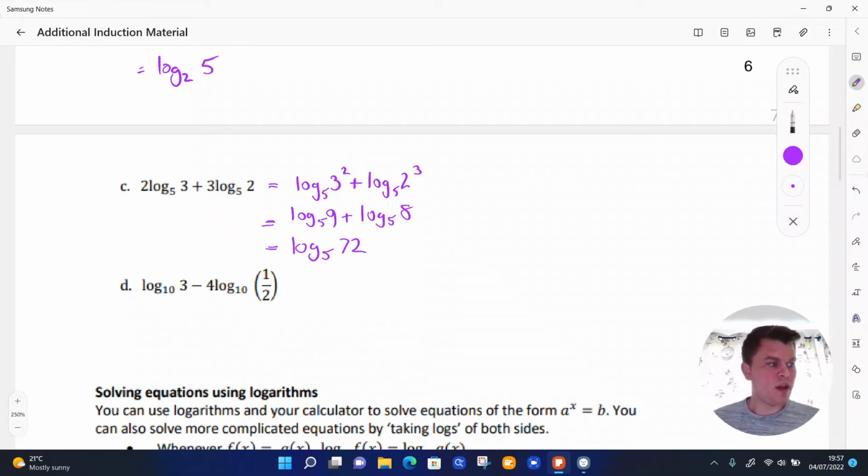Okay. Final one involves a subtraction, so we know we're going to be looking at the division law, but we've also got this number 4 in the front of log base 10 half, so we can be using the power law as well. So let's sort that out. They're both the same base of 10. If you didn't write that 10 as a base and you just put log 3, it would also be equivalent to log base 10 3. Okay, so that's using the power law.